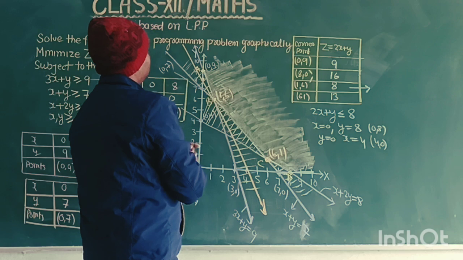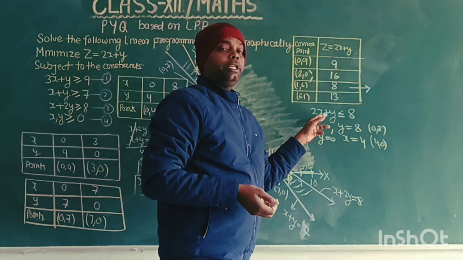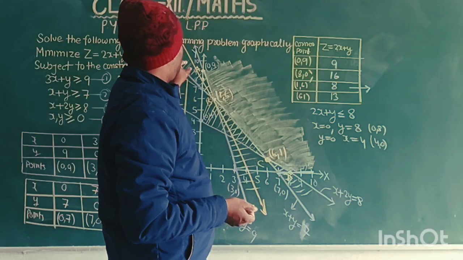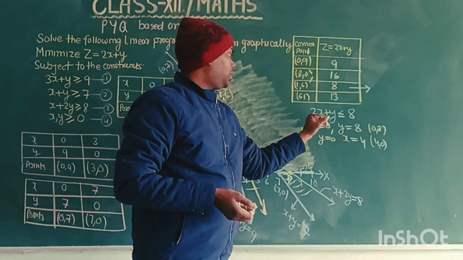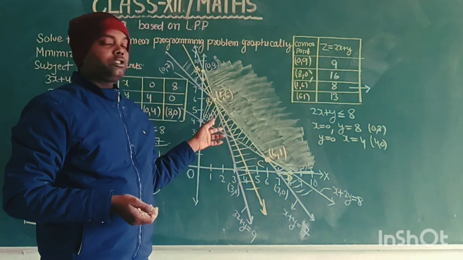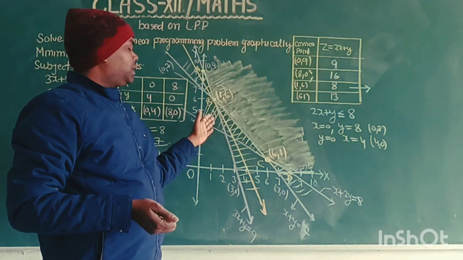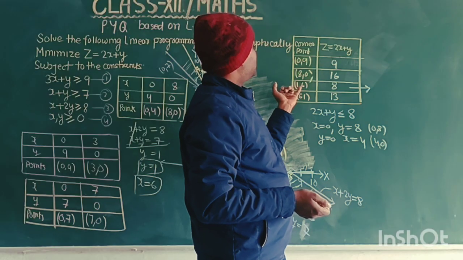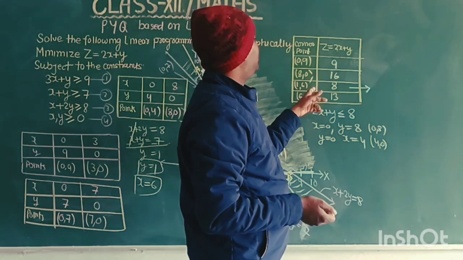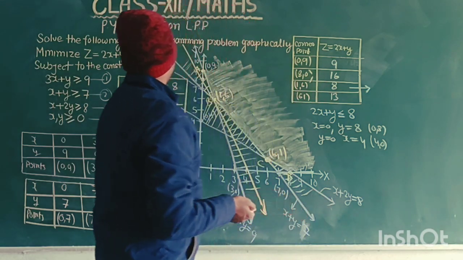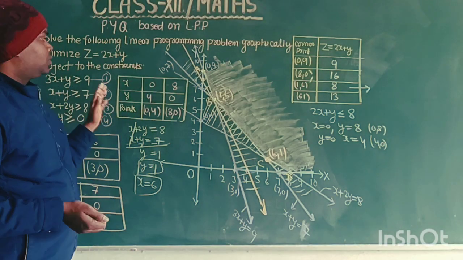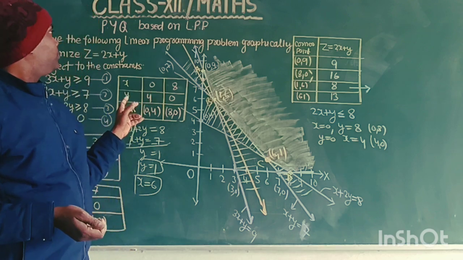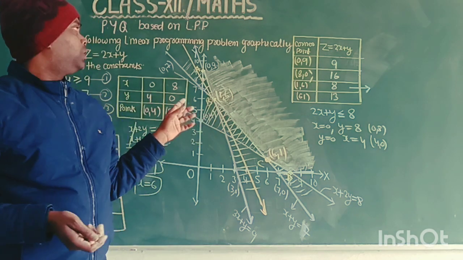So this is the graph of the inequation 2x plus y less than or equal to 8. We have plotted the line of the equation 2x plus y equal to 8. We will see that there is no point common in the feasible region. Therefore the point 1 comma 6 gives the minimum value, means 8 is the minimum value of this objective function. So this is the solution of the given question, which was asked in the previous year 2024-25.